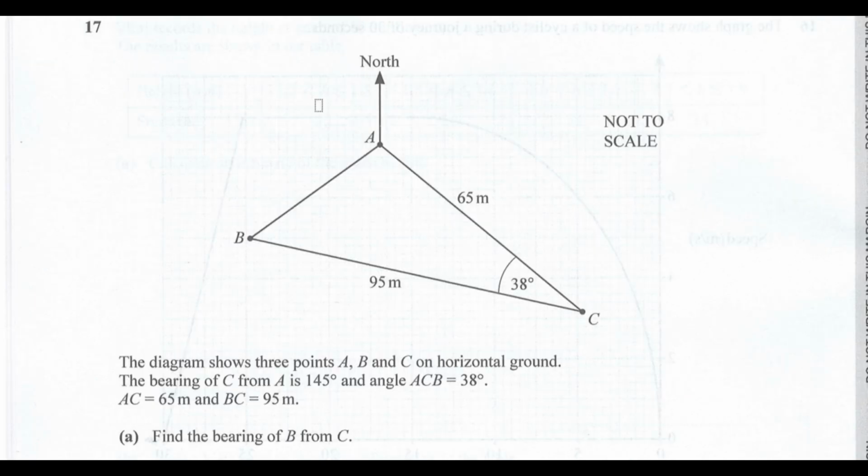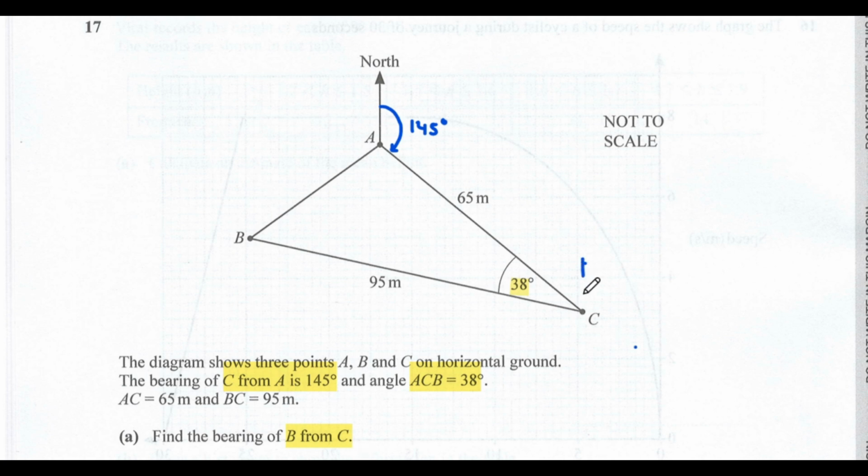Question number 17 has provided you a shape and is saying that the diagram shows 3 points A, B, C on a horizontal ground. The bearing of C from A is 145. That means from the north pole of A till the line joining A and C, the angle is 145 degree. The angle ACB is 38, so this ACB angle is 38 degree. AC is 65 and BC is 95 meter. Find the bearing of B from C.